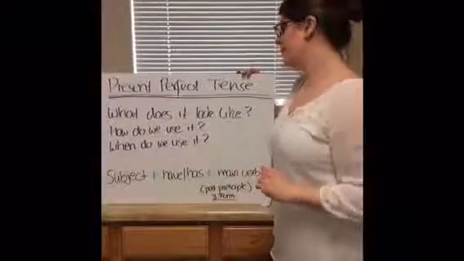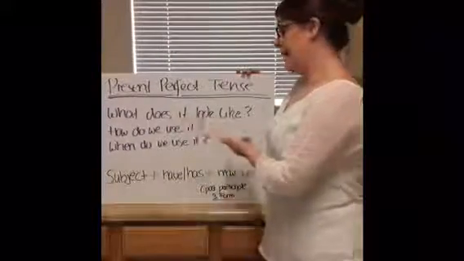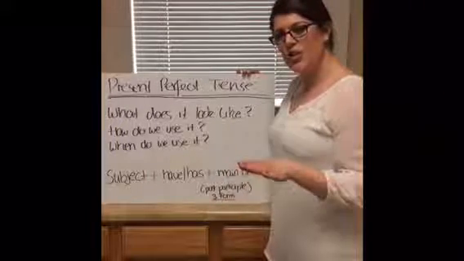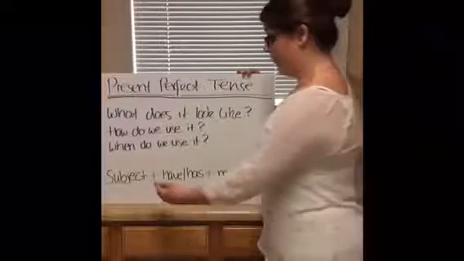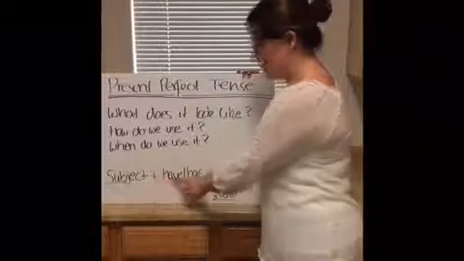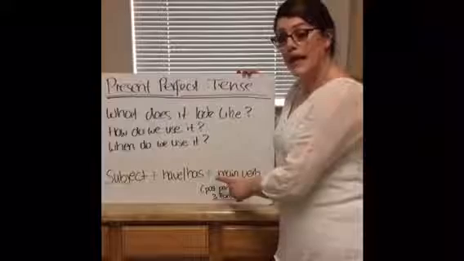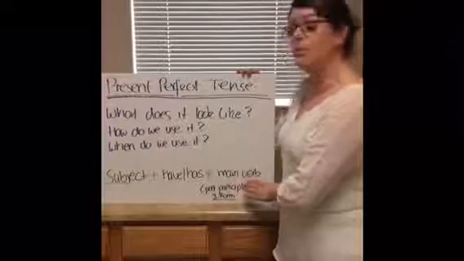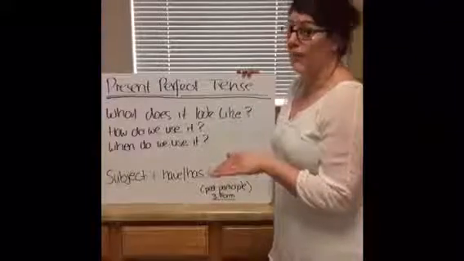So the present perfect tense, what does it look like? How do we use it? And when do we use it? Let's start with the structure. What does it look like? We have the subject plus have or has plus the main verb in the past participle form, also known as the third form.